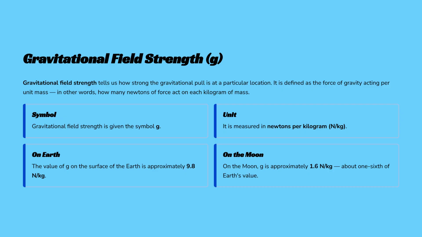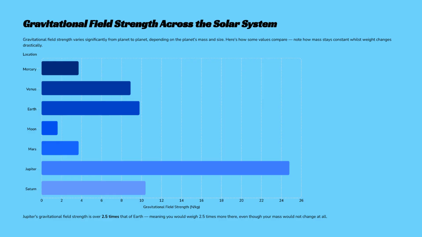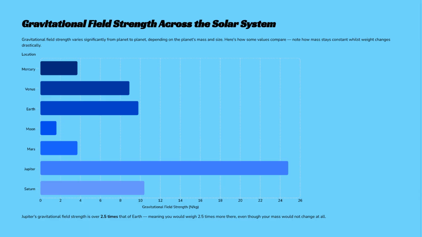Finally, gravitational field strength, denoted by g, measures how strong gravity is at a location in newtons per kilogram. On Earth, g is about 9.8, while on the moon, it is much lower. Gravitational field strength varies throughout the solar system. While mass remains constant, your weight changes significantly depending on where you are.